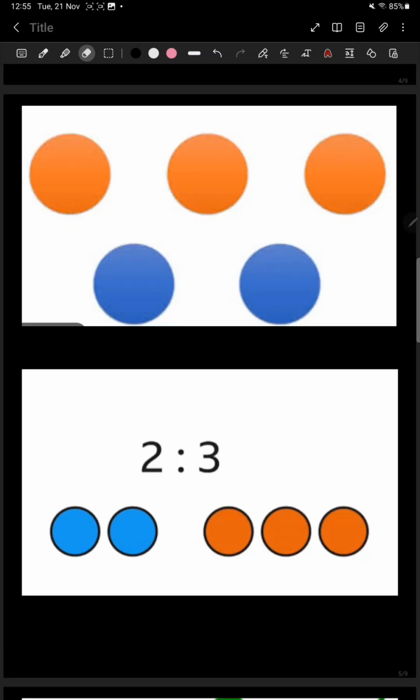Here we can see we are given three orange balls and two blue balls. In the ratio of blue to orange, we will read it blue to orange. The ratio of blue to orange is 2:3.